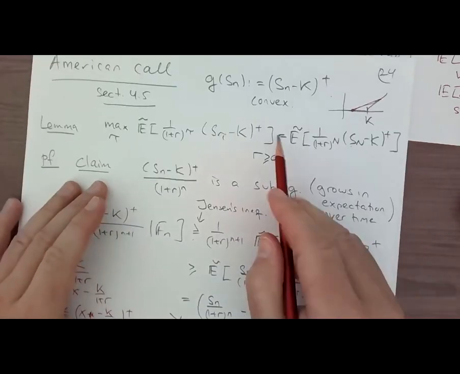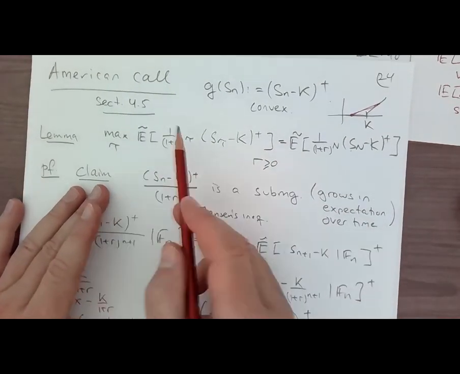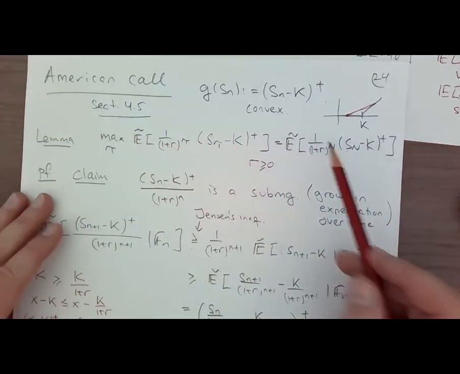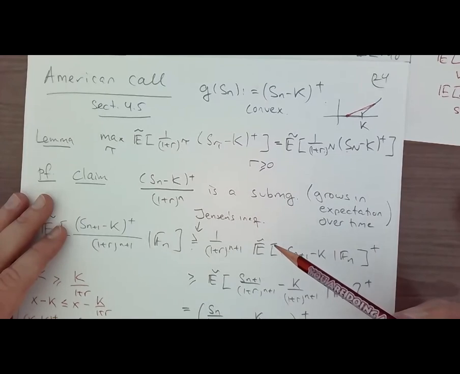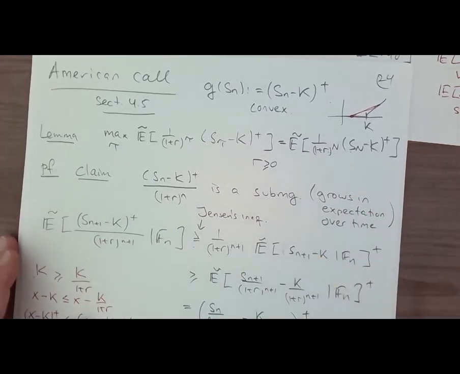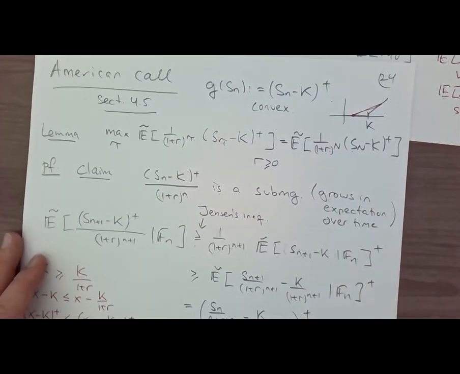I have a sub-martingale. I know that these expectations then increase in time. I want to hold off for as long as possible. So the American call, when the interest rate is non-negative, you don't exercise them.